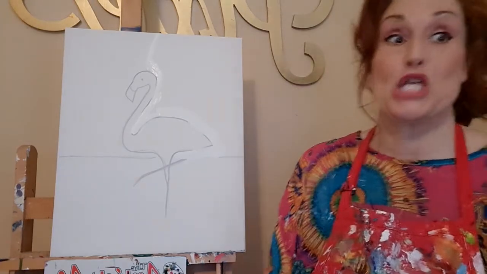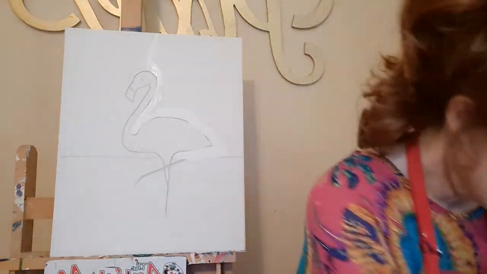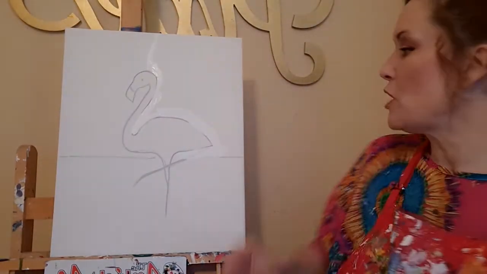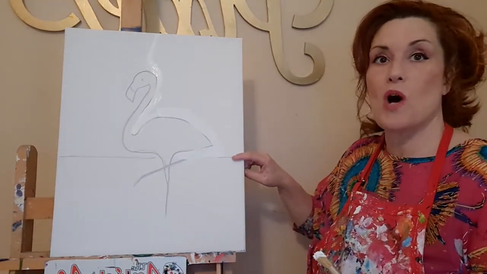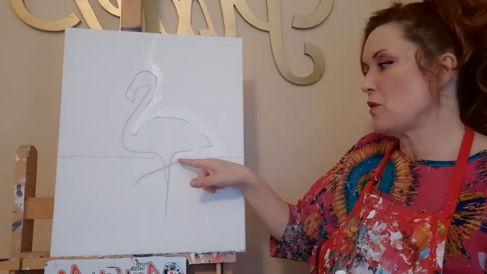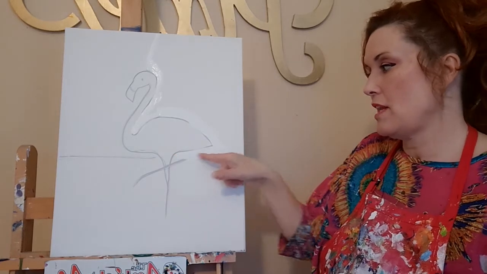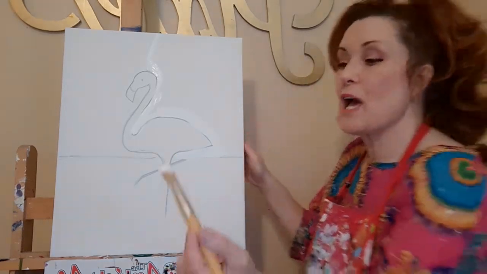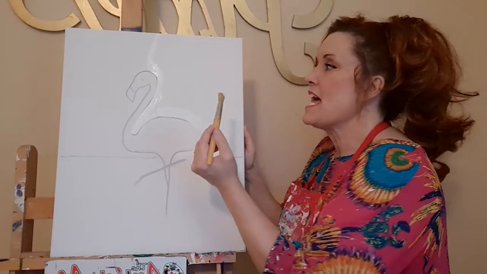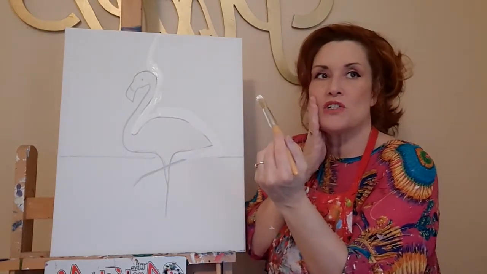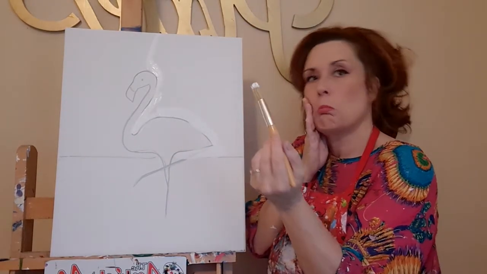Now I'm going to get a scoop of white paint. Scoop-de-doo. And I don't go below this line. This is going to be water. So I just go under her belly, right there, waterline. And now I'm gonna get a big scoop of white paint, and should I go diagonal or straight? What do you feel like?